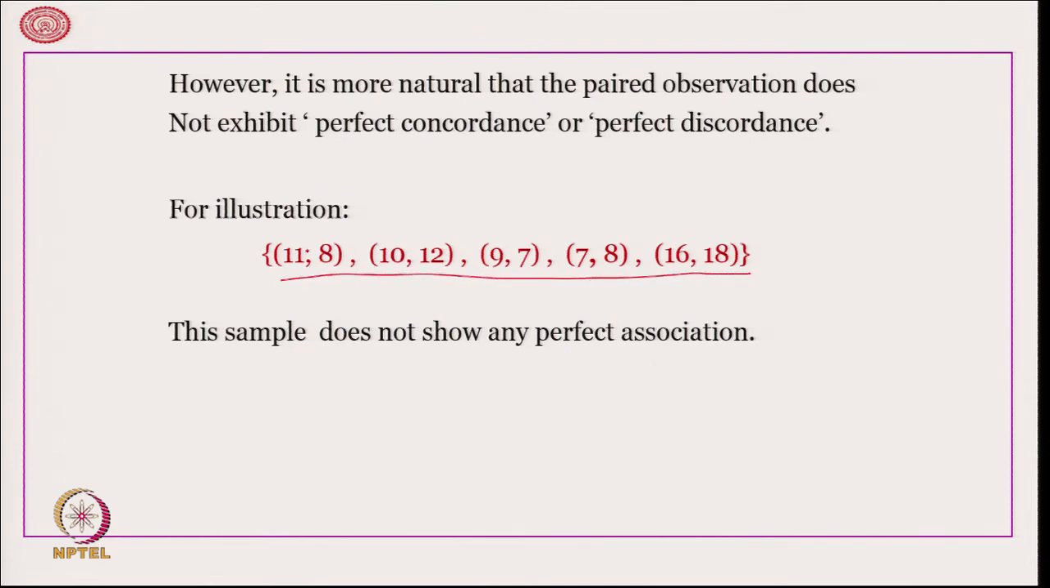If we consider these two, 11, 8 and 10, 12, we can see that the value of x is decreased, but the value of y is increased. Therefore, they are in discordance. However, if we consider these two pairs, the value of x is increased and the value of y is also increased. Therefore, there is a concordance between these two pairs. Therefore, this sample does not show any perfect association, and that is very common.